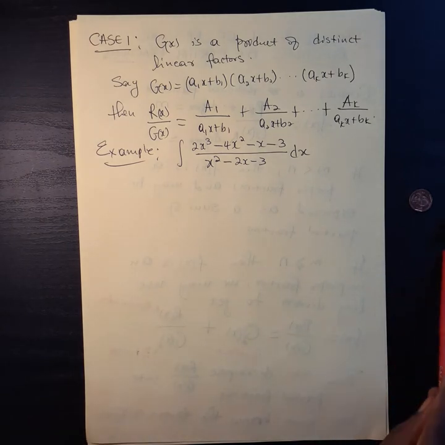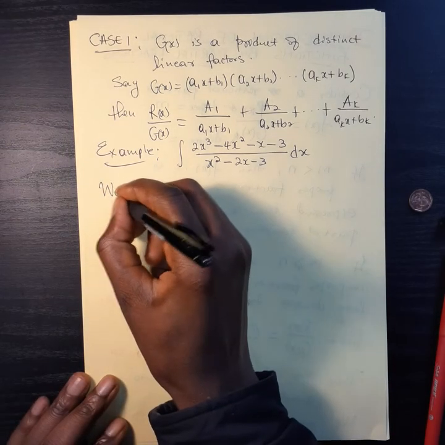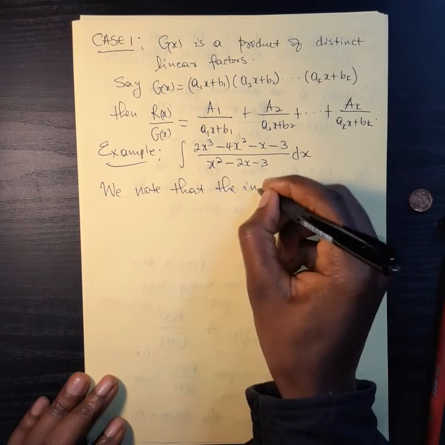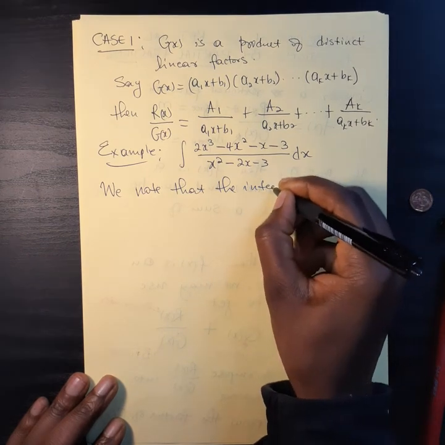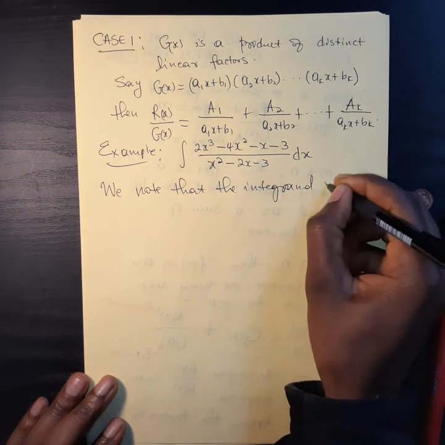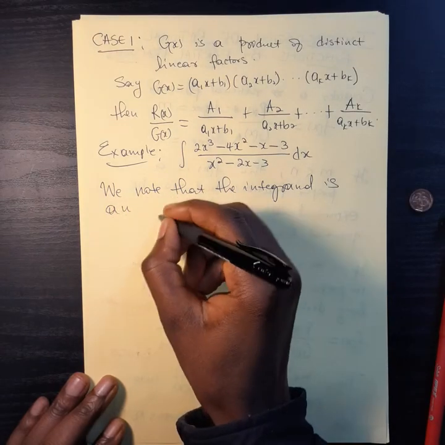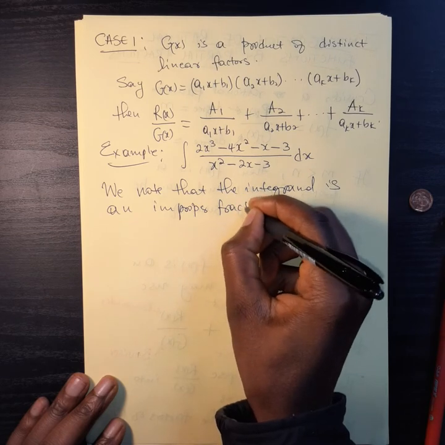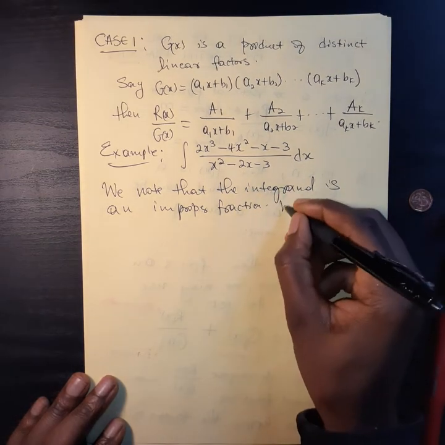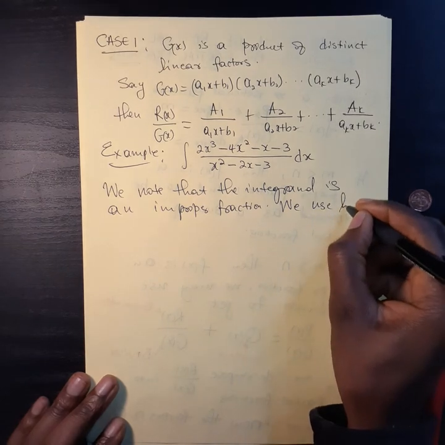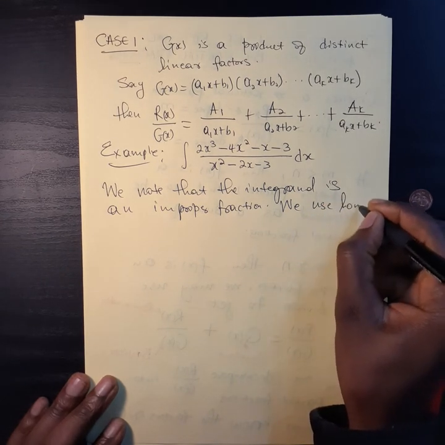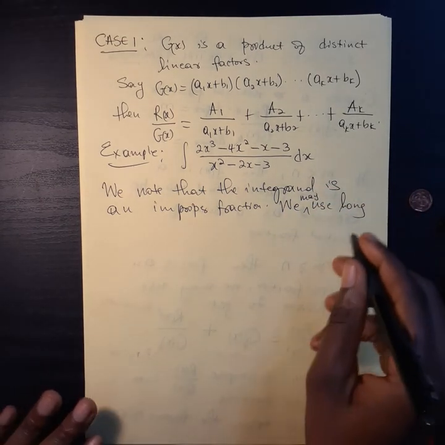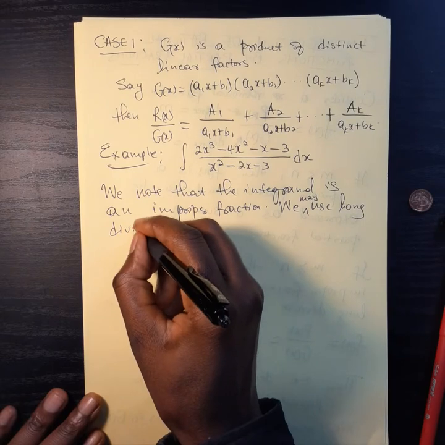And as such, we note that the integrand is an improper fraction. So what do we do? We may use long division. I say we may, because some people say they don't want to use long division. We may use long division.